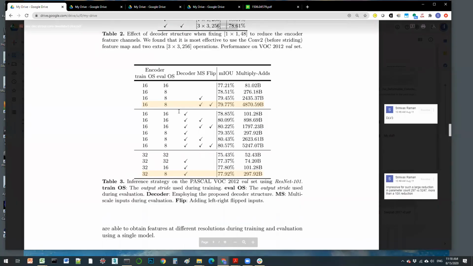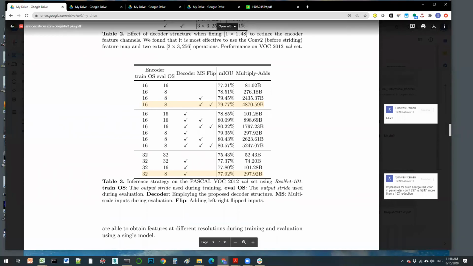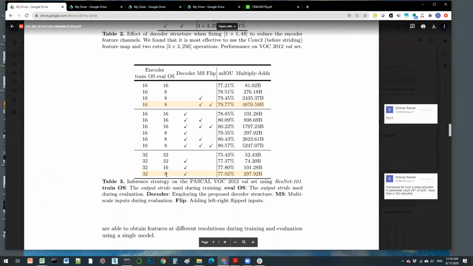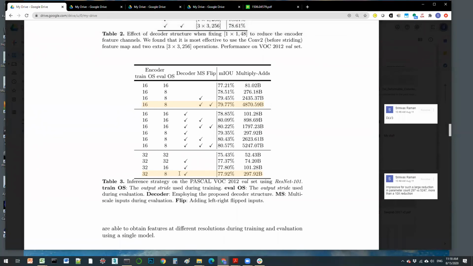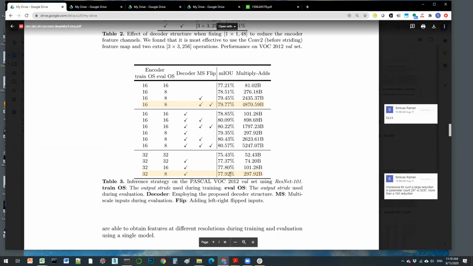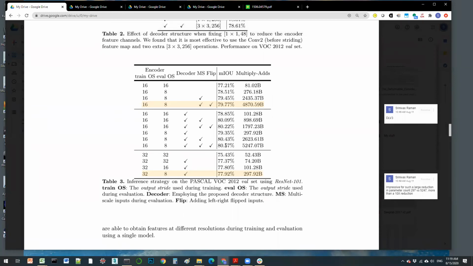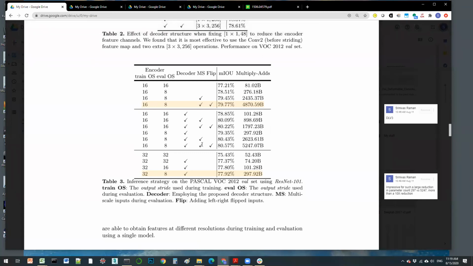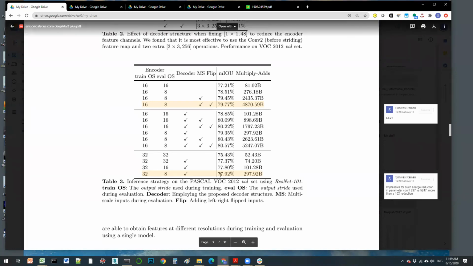And what they show is when the eval OS, and OS stands for output stride. So, and this is the interesting part, right? The train OS they do at 32, which means while they're training, they're taking the encoder depth down to 32. But then when they evaluate, only at 8, right? And you can see what to me was interesting, even though the mIOU of the one with decoder, multi-scale, and flip is at 80.57, which I think is the highest here.